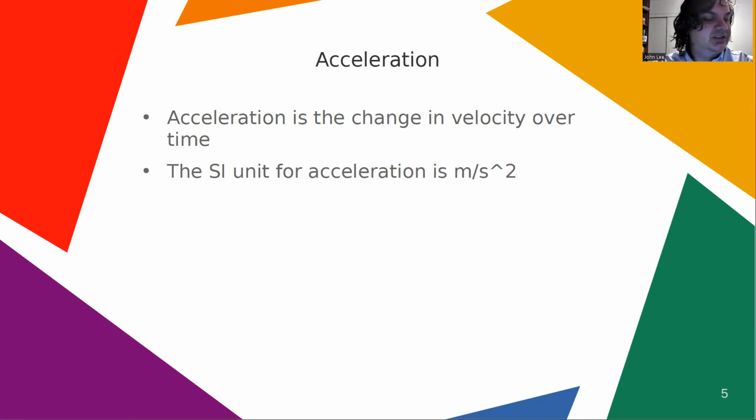So when you speed up or slow down in your car, you are causing an acceleration, which is changing the speed that you're going. And the SI unit for acceleration is meters per second squared, which is meters per second, the SI unit for speed, divided by a second because it's the change in speed over time. So it comes out to be meters per second squared.